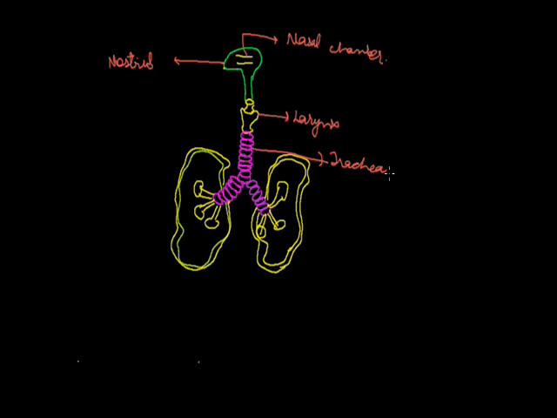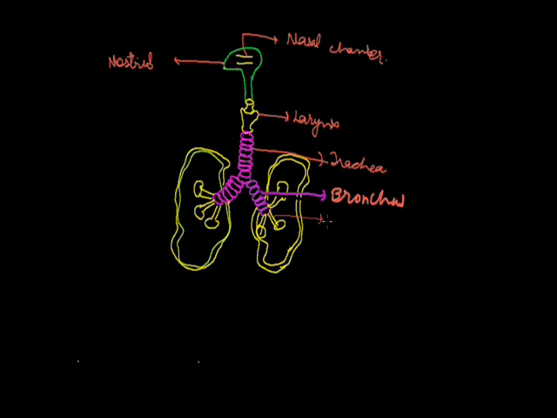Now this is the trachea portion, which is also known as the windpipe. It provides a passage for air. This trachea is divided into subparts, which are known as bronchus. These bronchus are divided into bronchioles.